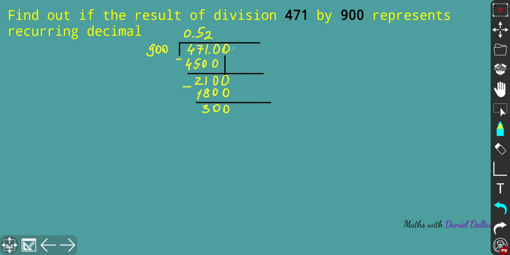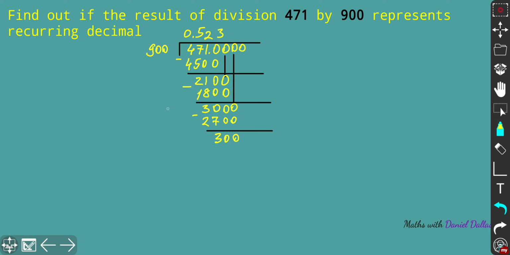And then you again carry the next 0 down, and right now you have 3,000. 3,000 is divisible by 900, and at most you can take 3 times in a row. 3 multiplied by 900, you'll get 2,700. And you again subtract, and you'll get 300 as the remainder.